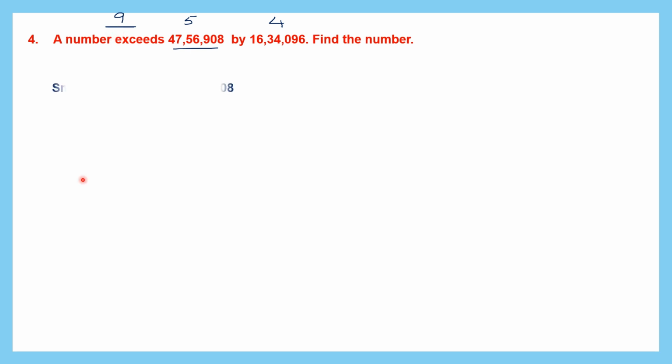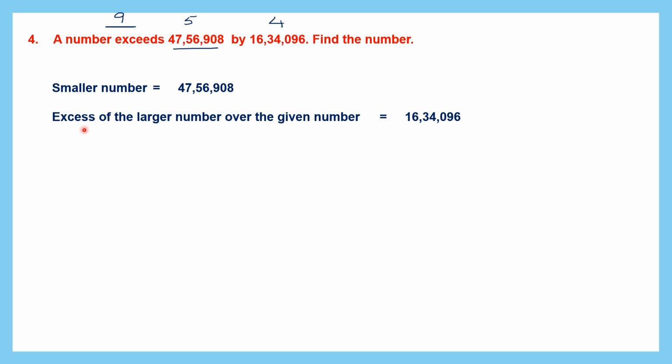So let's write our steps. So the smaller number is 47,56,908. The larger number is what we need to find out, and we know that the larger number is greater than this by so much. So let's write that. Excess of the larger number over the given number is so much. So we have to find the larger number. So how do we find the larger number? We add up the smaller number and that excess. So take the smaller number, add the other number, and you will find the required number. So let's do this addition.